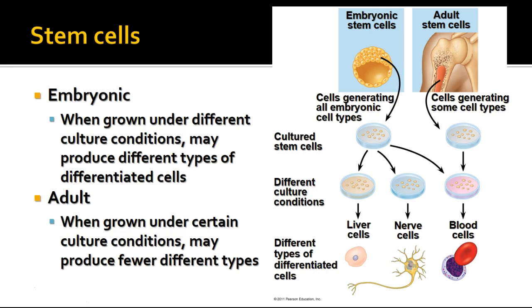Embryonic stem cells, when you grow them in different conditions, adding the right kind of chemicals at the right time and so forth, can produce very different kinds of cells. Because after all, an embryo can make every different kind of cell there is in the organism. Whereas with adult stem cells, usually only certain kinds of cells can be made. For instance, bone marrow stem cells can make various kinds of blood cells, but not a whole lot else.